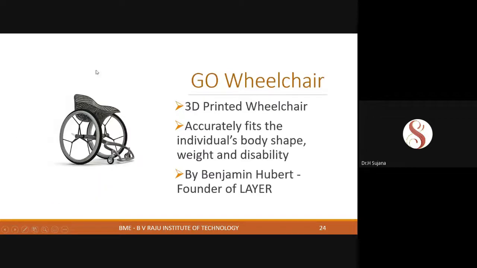And people even started printing wheelchairs, but this is just at a prototype stage. They haven't marketed it. This is done by the company called Layer, which is founded by Benjamin Hubert. When it's a wheelchair, it has to fit the body of the user. So they take the individual's body shape, weight, what kind of disability, how he wants to operate the wheelchair, and make a 3D printed wheelchair. Okay, so these are the different prosthetic devices that are available.